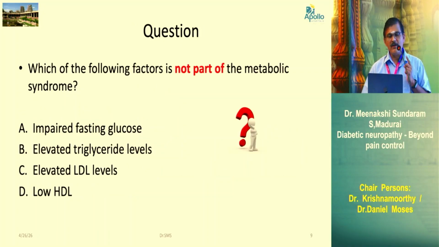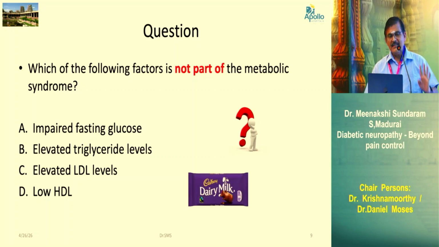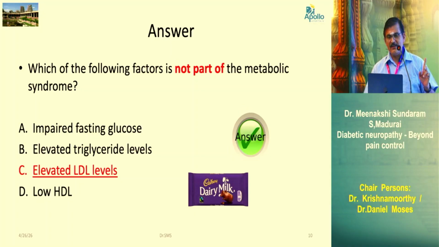So quiz question for the audience next. Which of the following is not part of the metabolic syndrome? A, B, C, D. Loud sound to get the chocolate. Which one is not part of metabolic syndrome? Sir? C. Perfect. Who said C? Perfect. The answer is C for this.